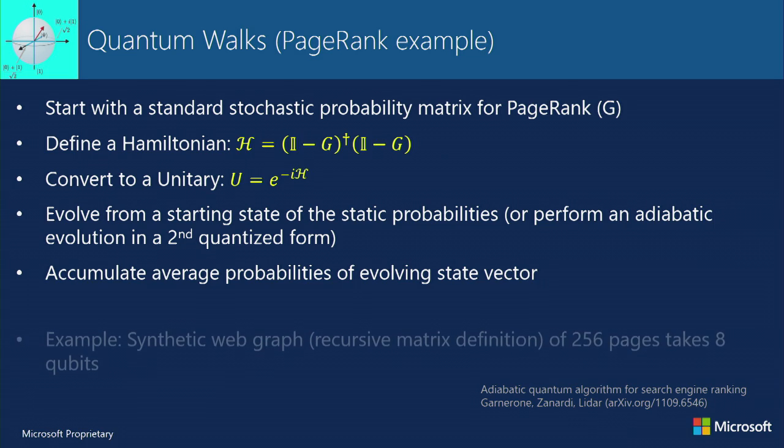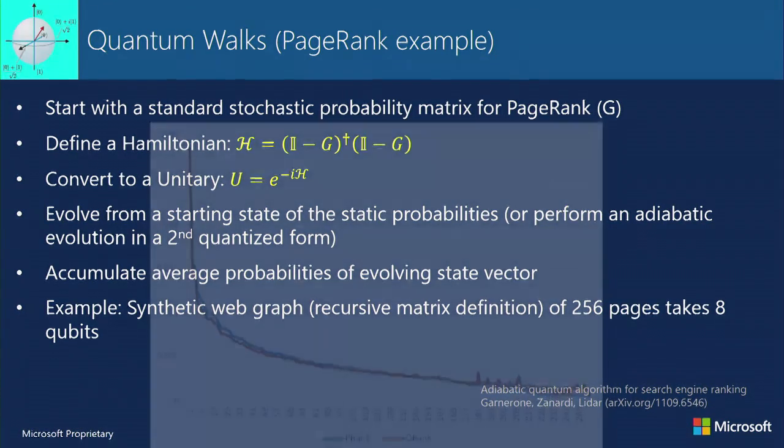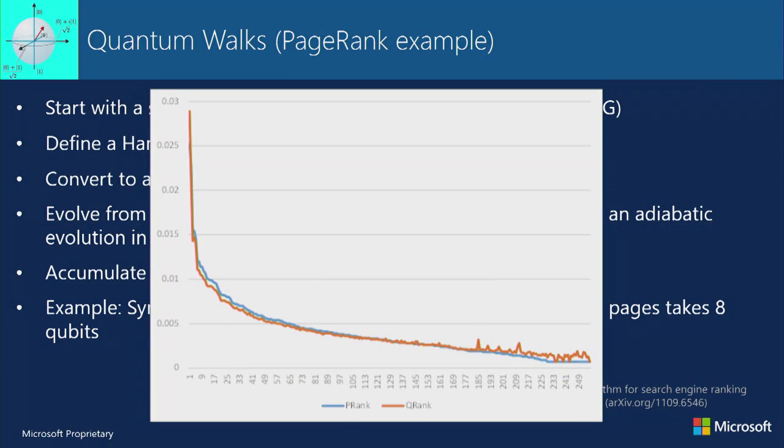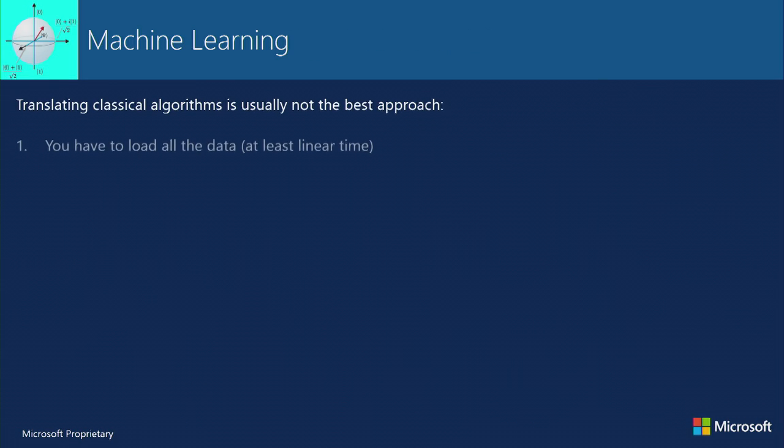Great, PageRank would work. So we'll do a synthetic web graph, just 8 qubits, which is 256 pages, and sure enough, the classical PageRank and the quantum PageRank agree with each other. Great, we can do PageRank. Let's do the web. Well, there's a problem.